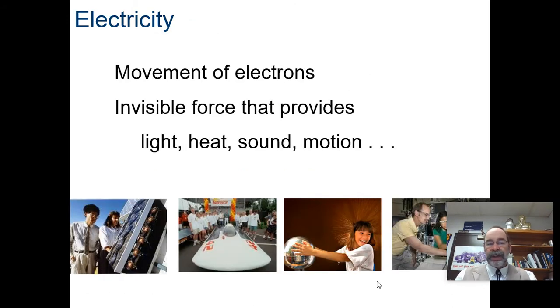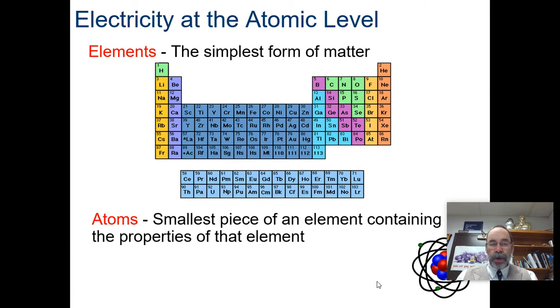So electricity, what is this? The movement of electrons. It's invisible, you can't see it, but it does provide light, heat, sound, motion, and quite a few other things. But it's the movement of electrons. So we're going to get a little nerdy here. We're going to look at the very basics of electricity, and we'll go from there.